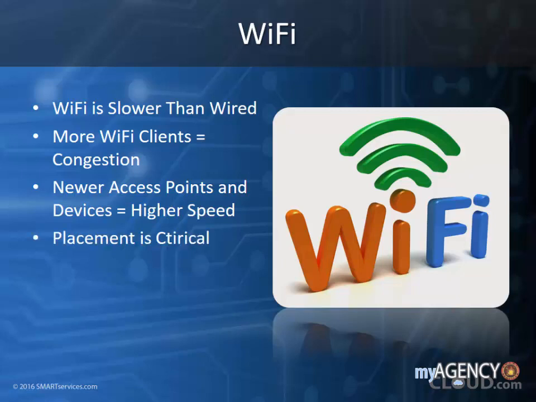Also, placement's critical. You need to make sure that you're getting your Wi-Fi centralized for where it's needed. Just because you have Wi-Fi covering your whole office doesn't mean it's going to be fast everywhere. The further you are from your Wi-Fi, typically the slower it's going to go. And it's meant to do that on purpose, just so you can keep a stable connection.